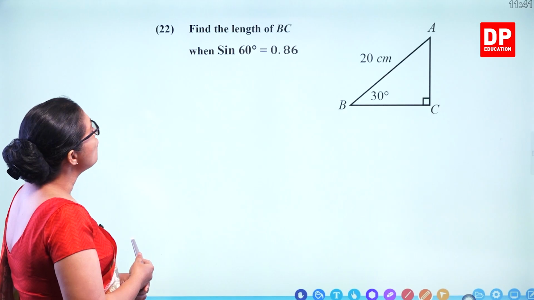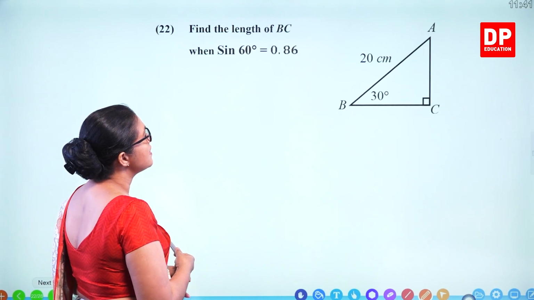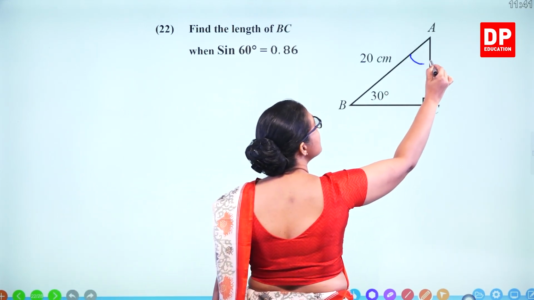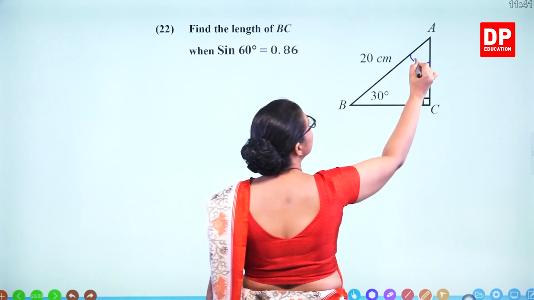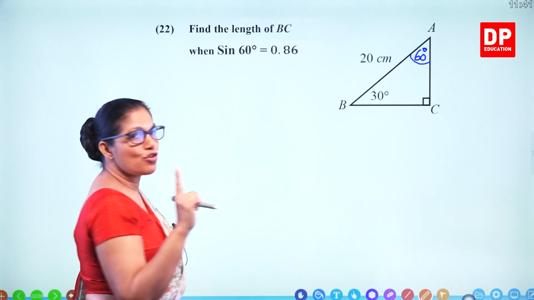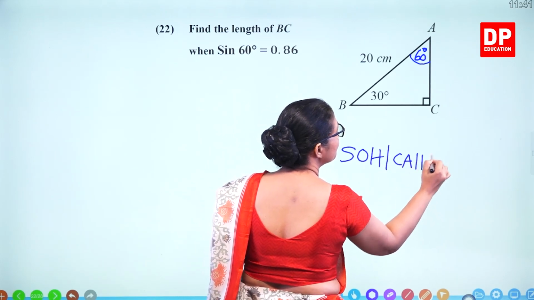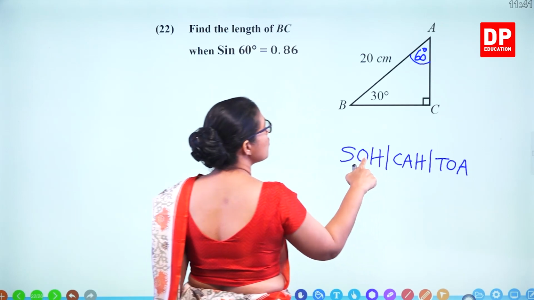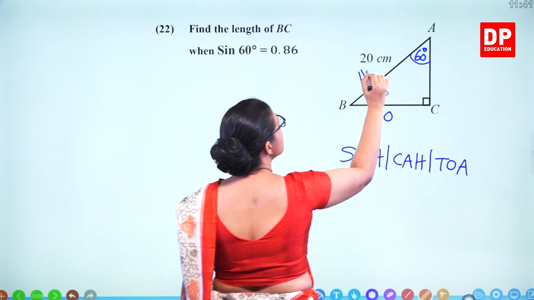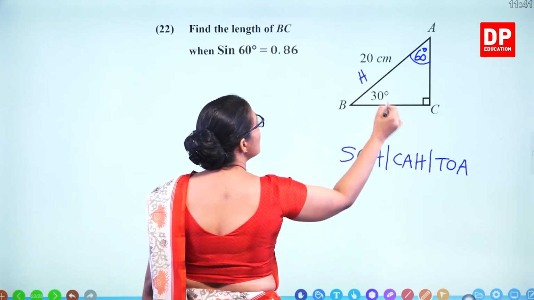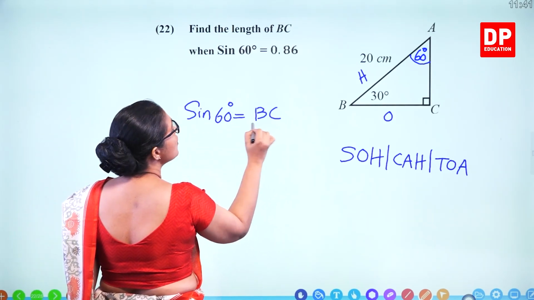Question number 22. Find the length of BC. Sin 60 value is 0.86. This is 30. What is this angle? 90 minus 30, you get 60 degrees. Now you can use the trig ratio. Sine we need. What is sine? According to SOHCAHTOA, sine is opposite over hypotenuse. Opposite to this one is here. Hypotenuse is this. So, opposite is BC. So, sine 60 you can write BC over 20.